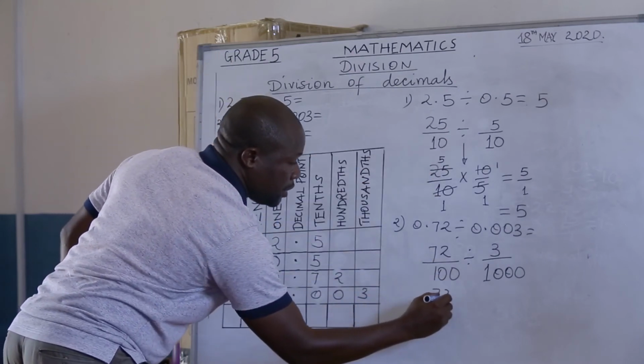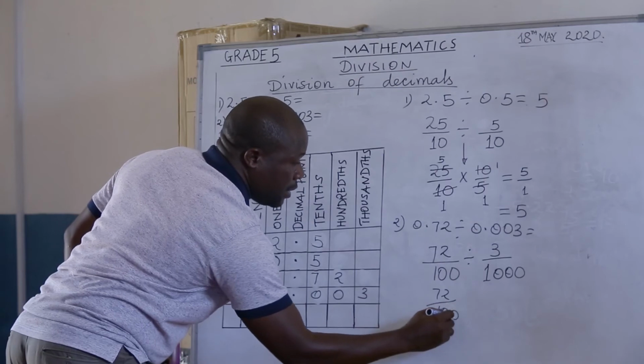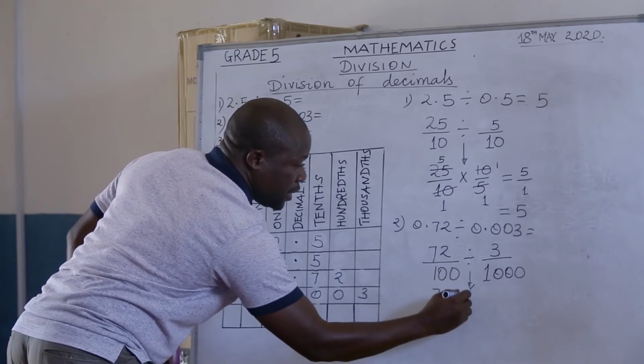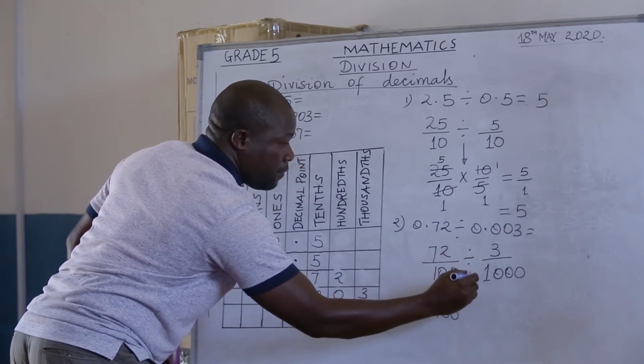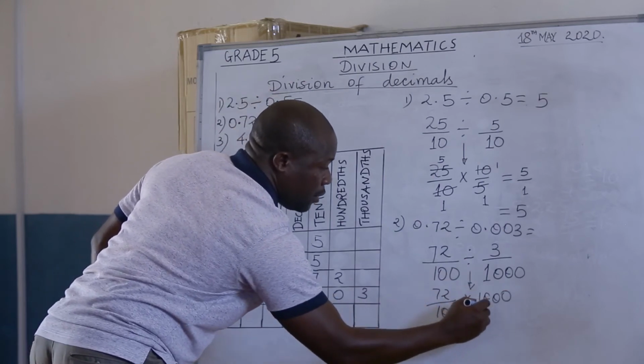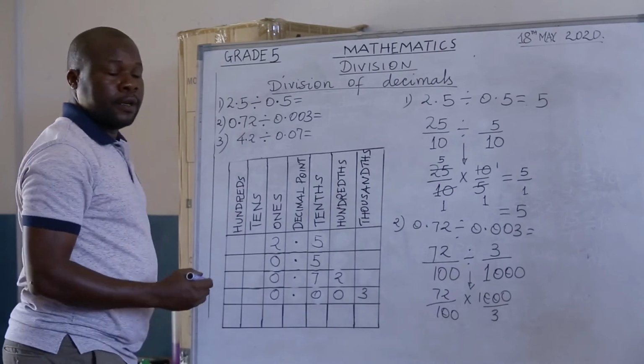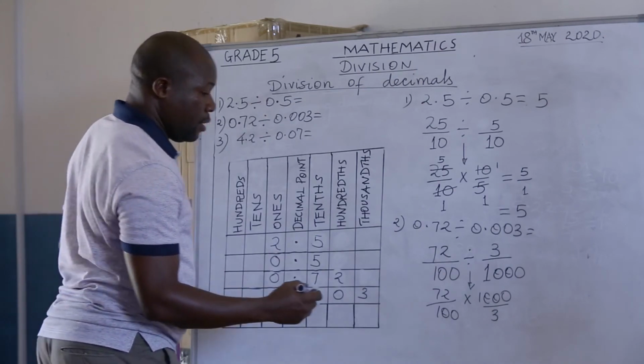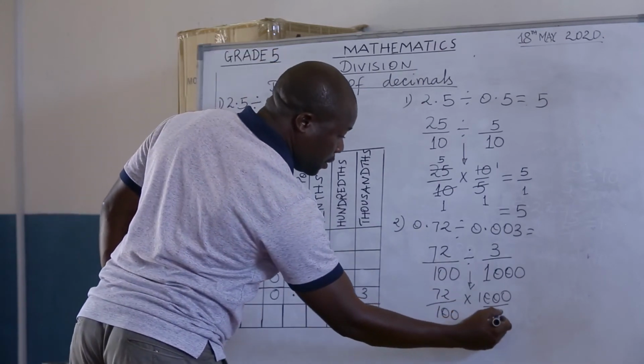Therefore, the same way we did division of fractions will take place. You have 72 all over 100. Change the division sign into multiplication. Find the reciprocal of 3 over 1,000, which shall be 1,000 all over 3. Then let us simplify where it is possible.